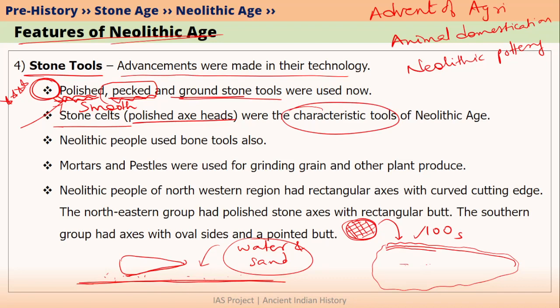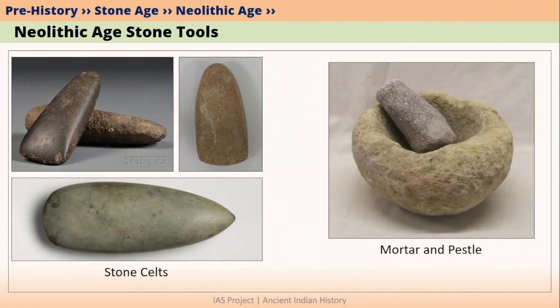Let's look at what stone celts were. So basically, these are the stone celts. If you look at the surface, you can see that this is very smooth. Therefore, it is called a polished surface. Similarly, here also. So these are called stone celts. These are basically axe heads.